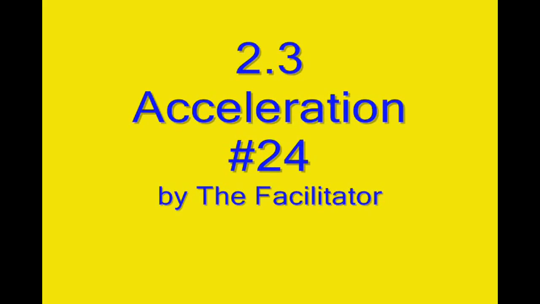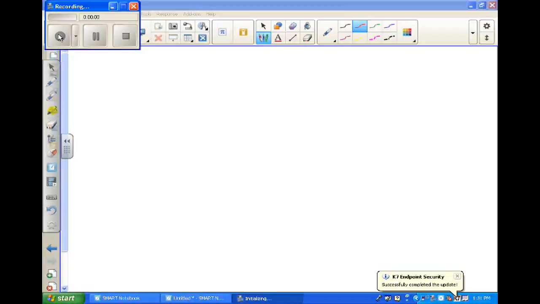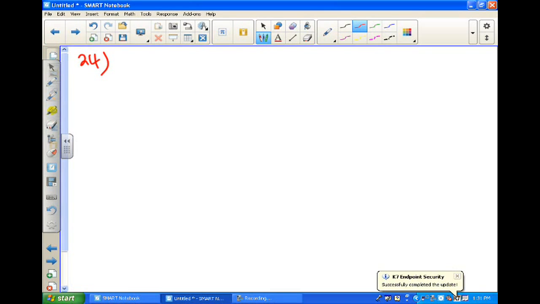Okay, so for problem 24, it says a sports car can accelerate from 0 to 60 miles per hour in 3.9 seconds. And we are asked to find out what is the magnitude of the average acceleration of the car in meters per second squared.